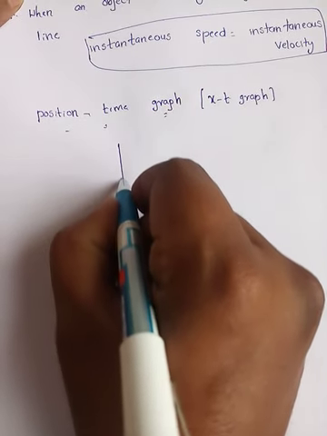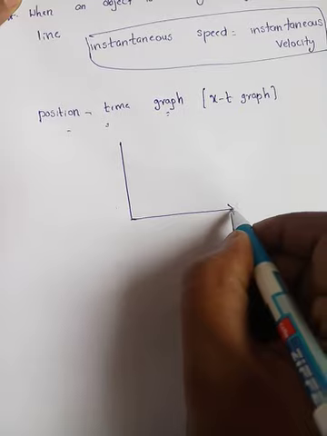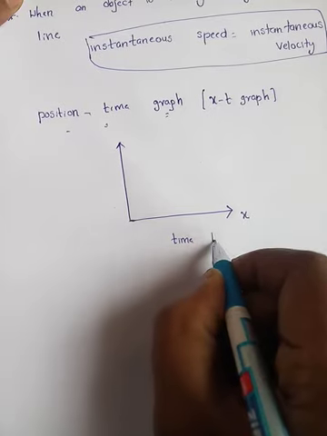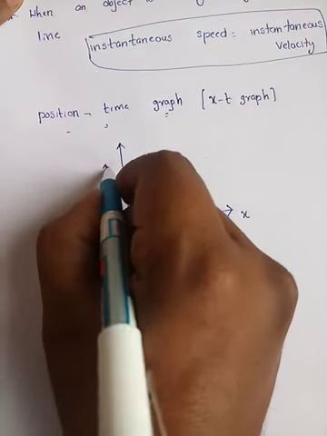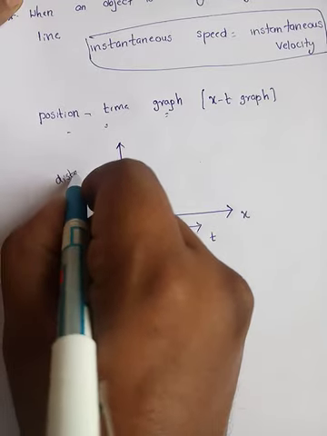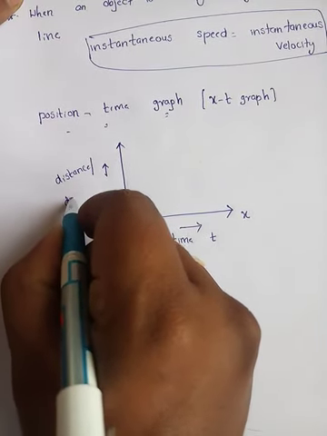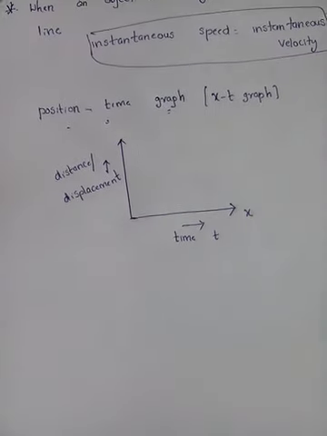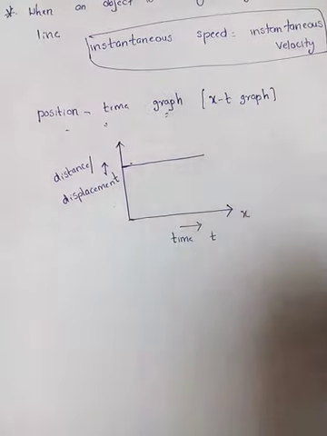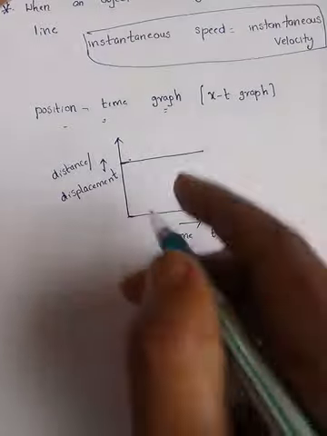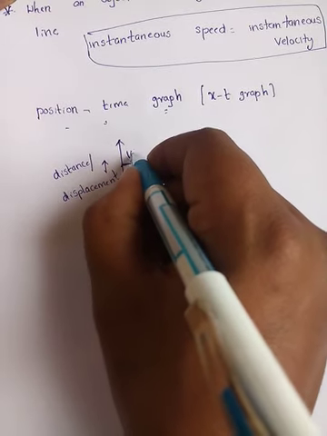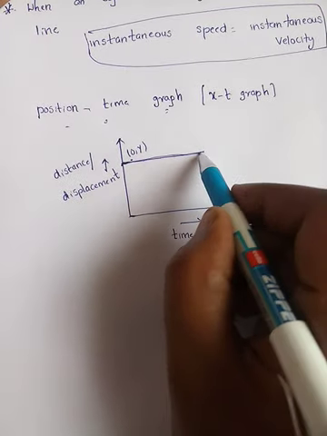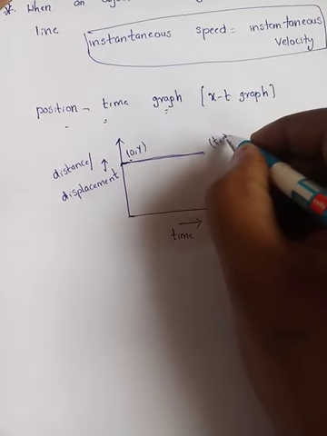So the first one: let us take time on the x-axis and distance or displacement on the y-axis. So the first graph is this one. See what we observe here. Let us assume that the position of this point is 0 comma y on the y-axis. At this point it becomes t comma y.